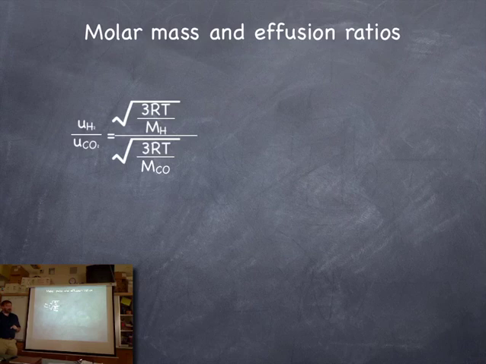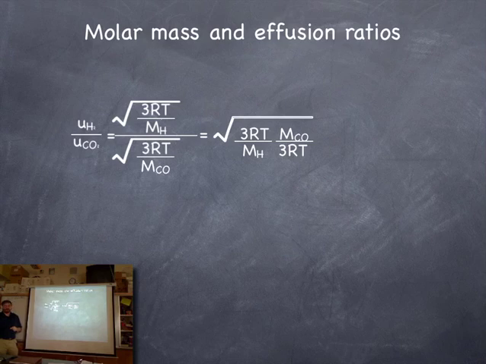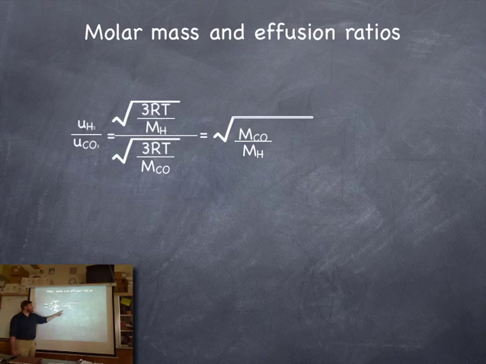I can rearrange this equation. So I have the square root of 3RT times the molar mass of carbon dioxide, divided by 3RT times the molar mass of hydrogen. What's going to drop out there? 3RT. So what I have now is that the ratio of the rates of effusion is equal to the square root of the ratio of the molar masses.